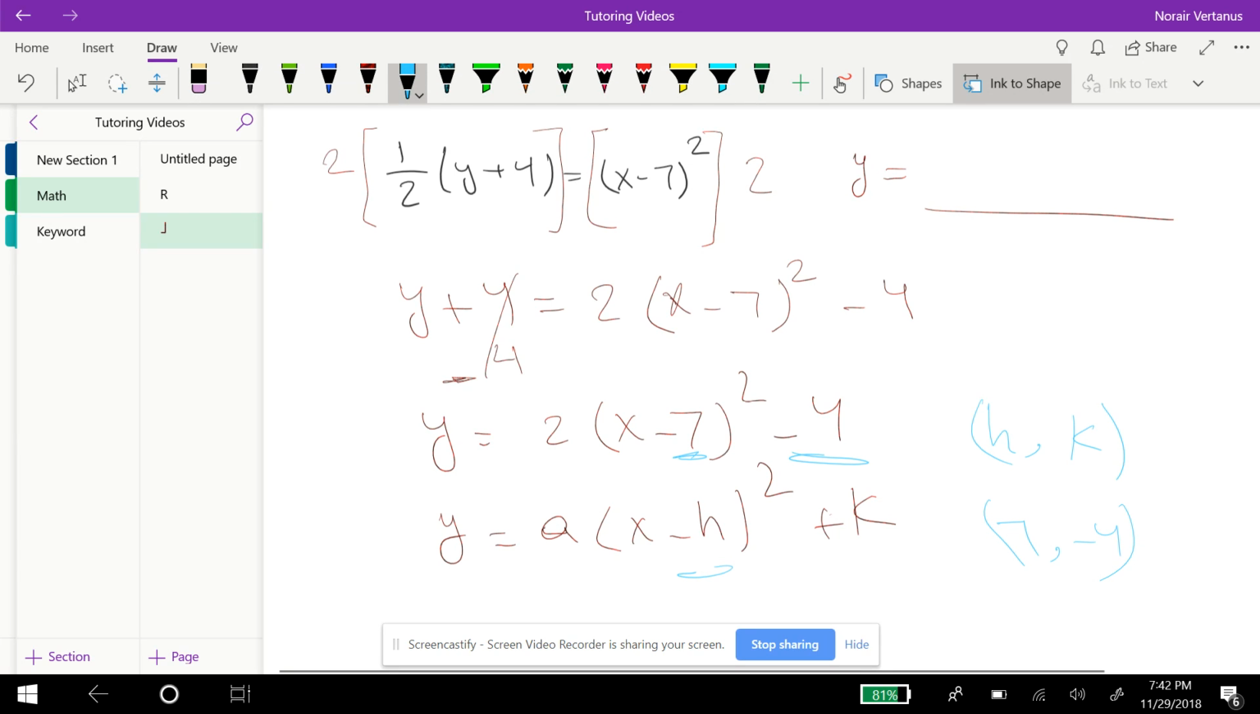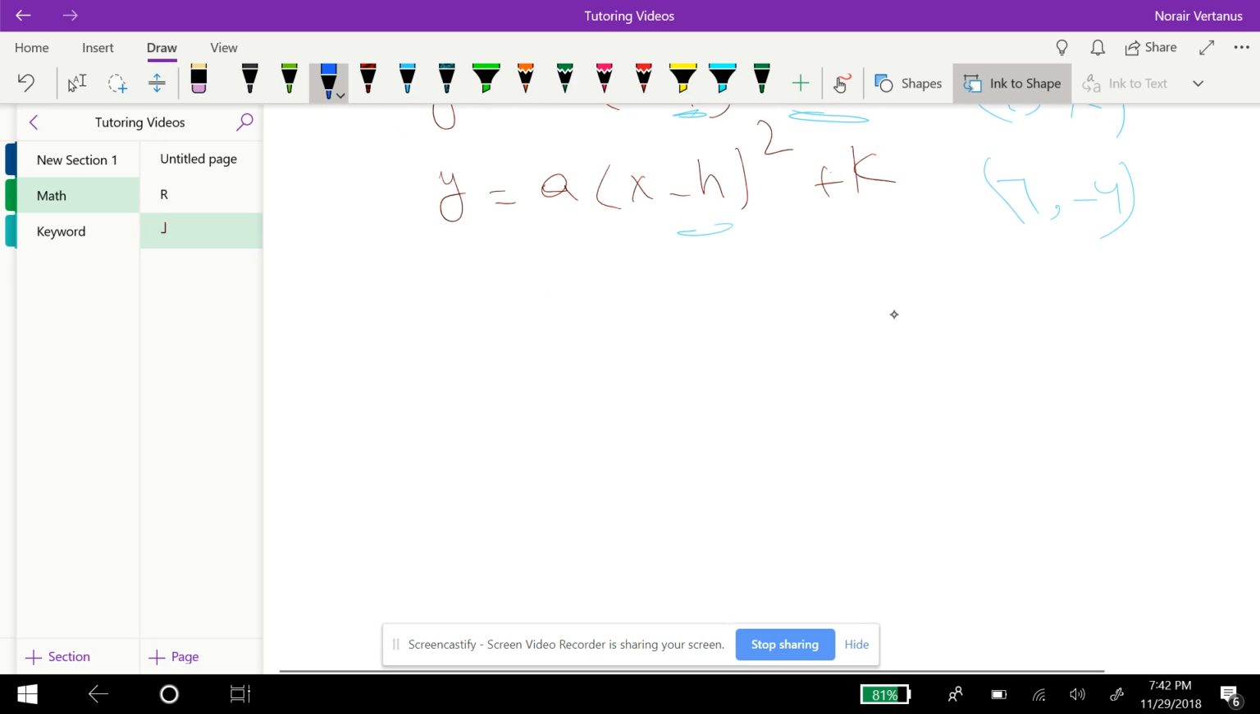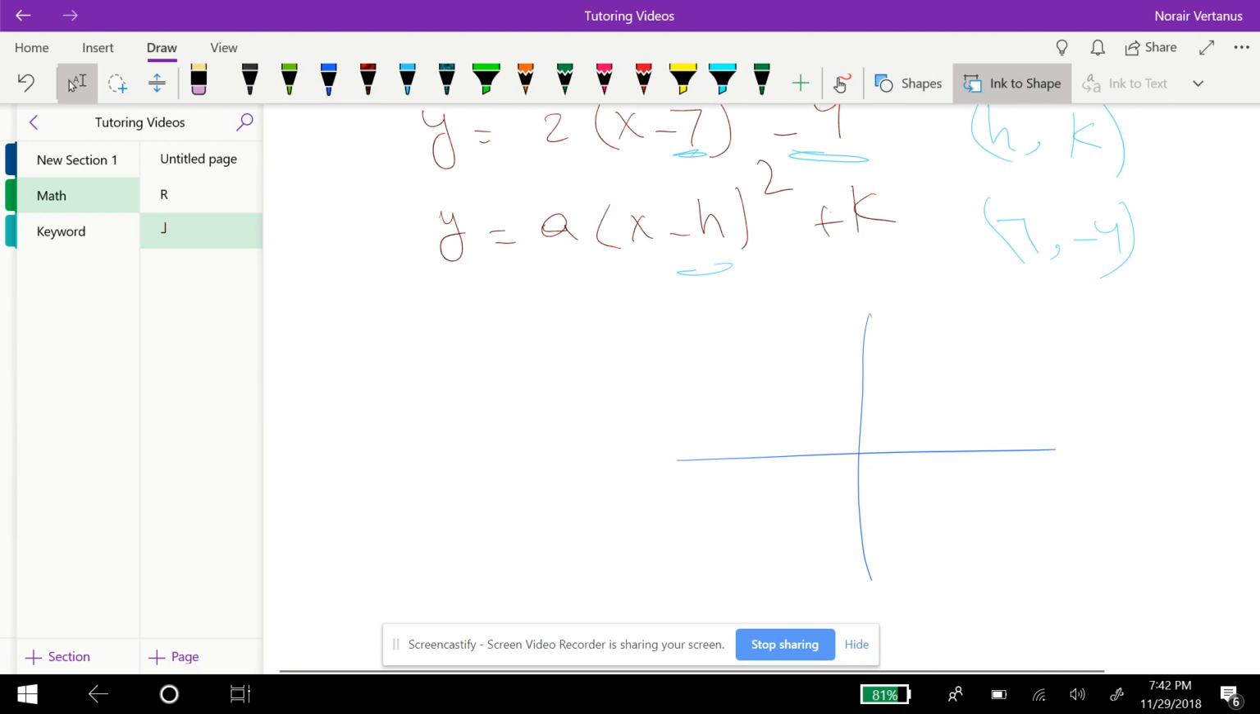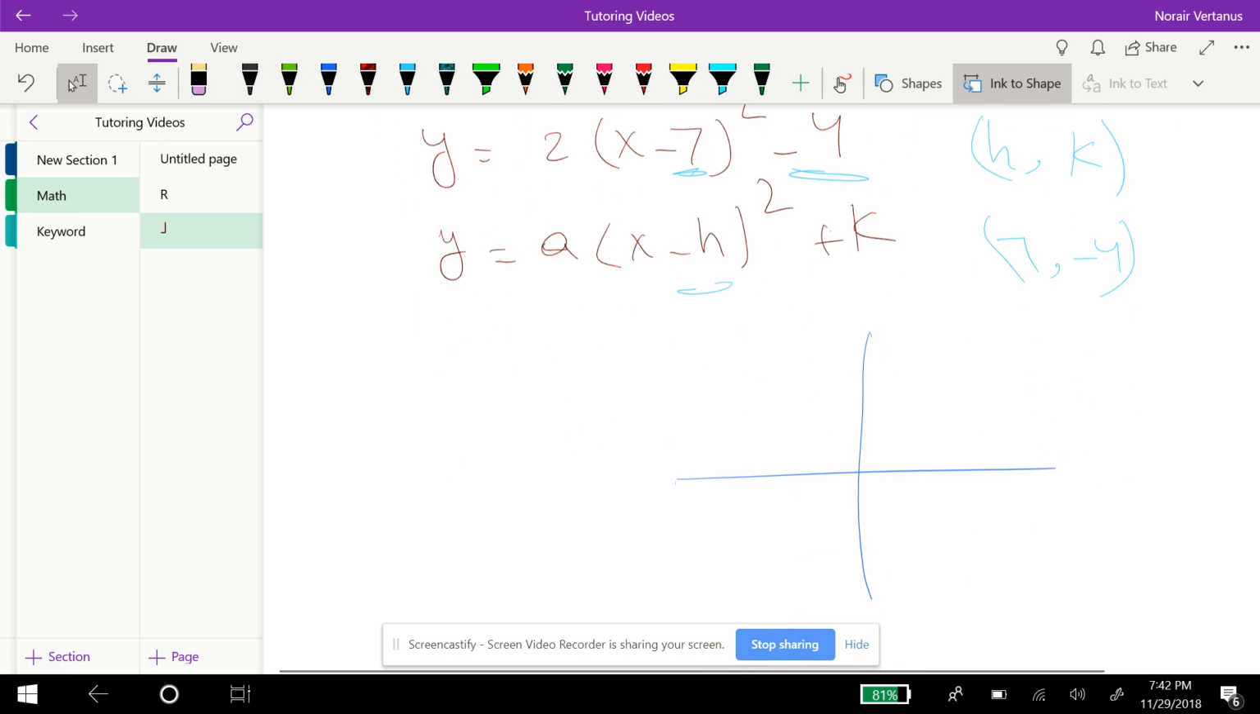It's not required for this problem, but I'm going to go a bit further and graph this. To graph this, you graph your vertex first. That's what you need to find first. That's the whole purpose. So the vertex is 7 and negative 4. So x is 7, and then down 4. That's the vertex.